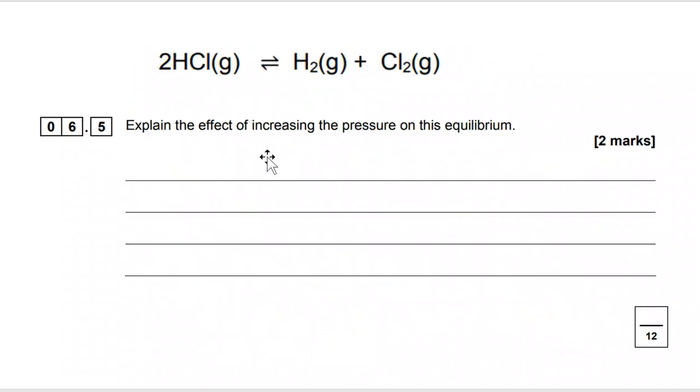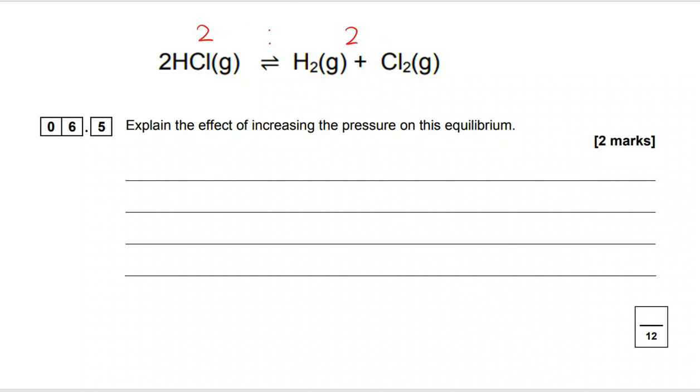And finally, we have got here the effect of increasing pressure on this equilibrium. 2HCl going to H2 and Cl2. Well, the first thing to look at here is that I've got 2 moles in total on the left and 2 moles in total on the right.